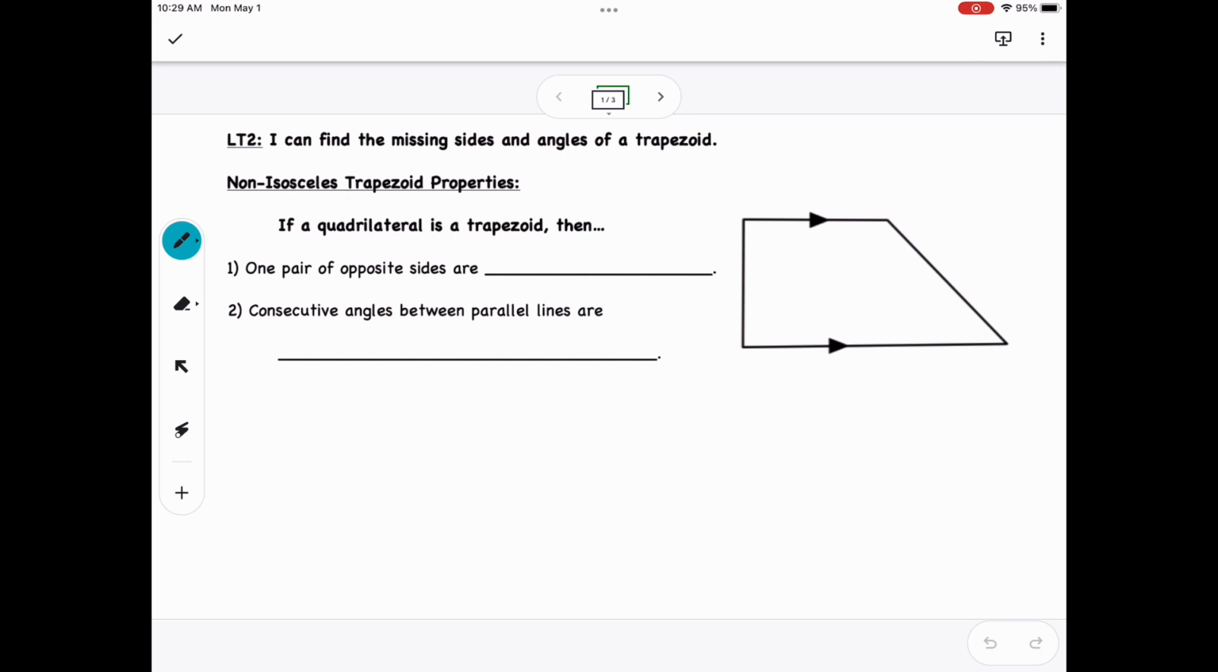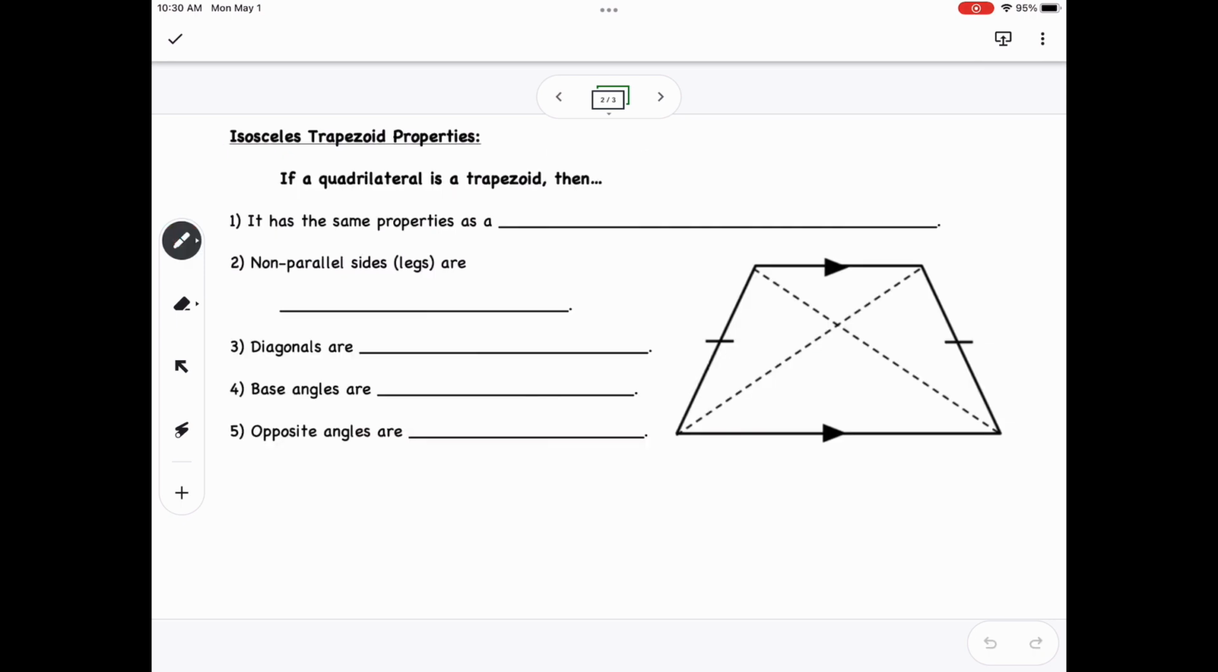So the first one, non-isosceles, says that if a quadrilateral is a trapezoid, then one pair of opposite sides are parallel. And so, as you can see by the arrows, those are parallel. Number 2, consecutive angles between parallel lines are supplementary. Remember, that means that they add to 180 degrees. And so both of those kind of do the same thing.